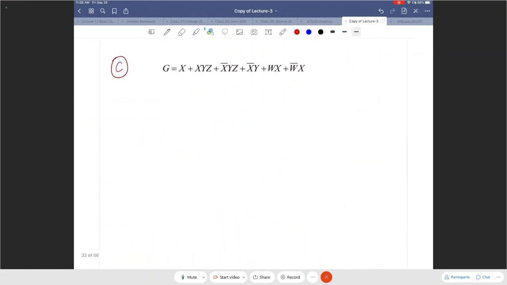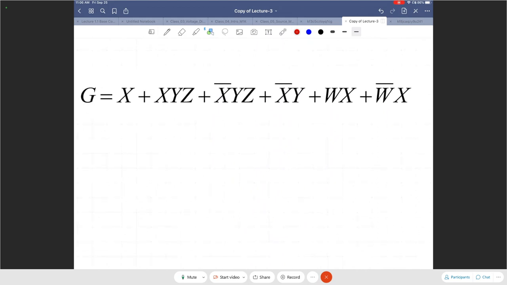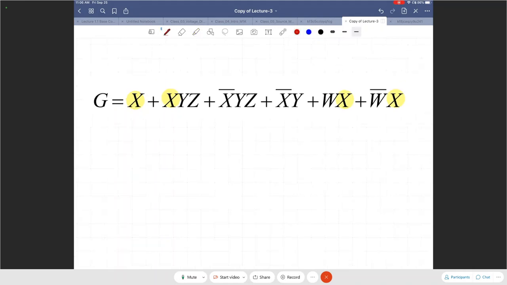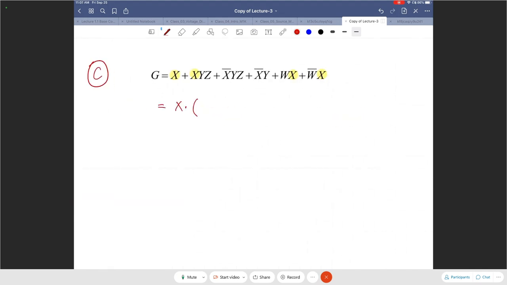All right, let's go to part C. Now, when you see part C, it has so many literals, so many terms, so it might be a little bit intimidating at first. But if you start noticing something, it becomes very, very easy. There's an X here, there, there, and there. So four terms have X in them. The first step I would do is to pull out an X from the four terms. I would get one that I really wanted. And then I got Y and Z. And then I've got W, and I've also got W complement from the four terms.